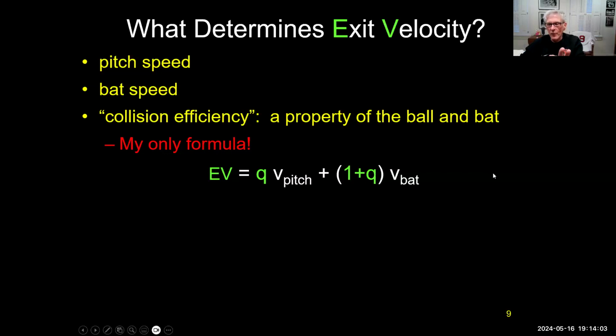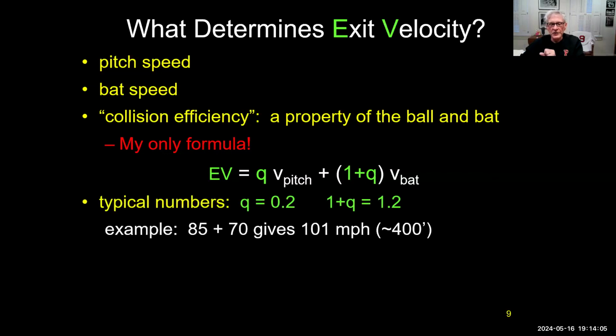Now, before going into some detail about this collision efficiency, I just want to give you some typical numbers. For a typical ball-bat collision, typical of what happens in an actual game, Q is about 0.2, which means 1 plus Q is 1.2, okay? And so if I plug in some numbers, if I use 85 miles an hour for the pitch speed, now why 85, why not like 95?